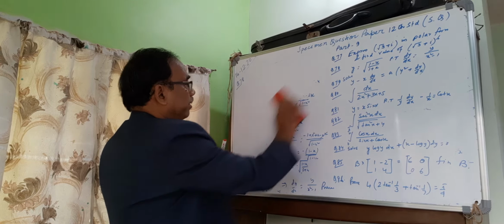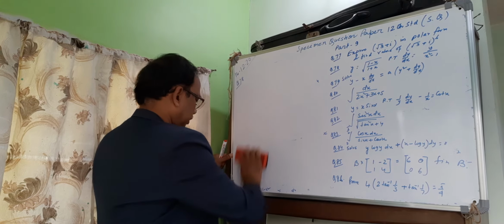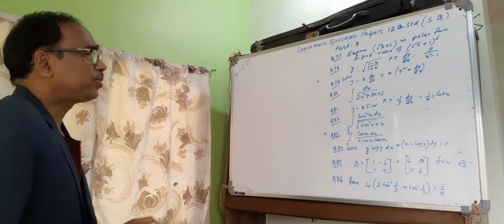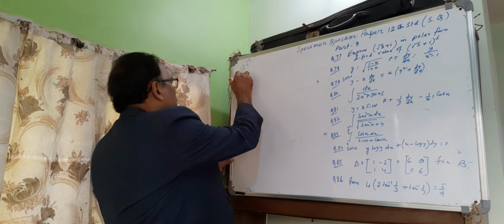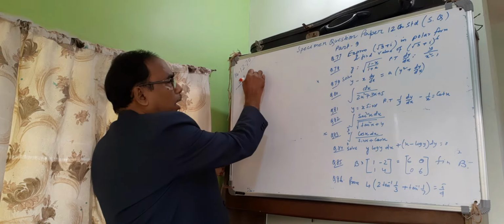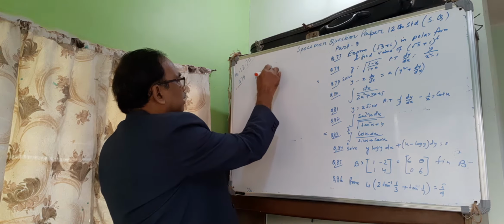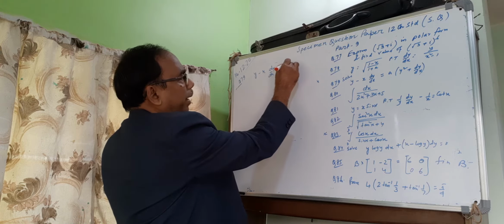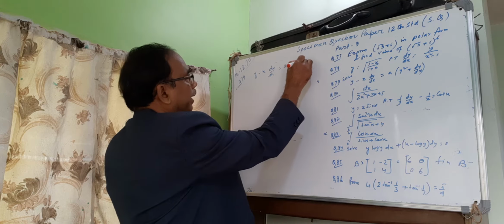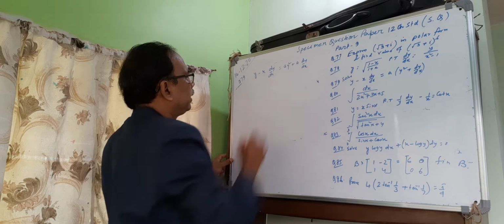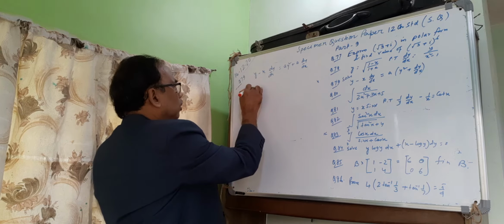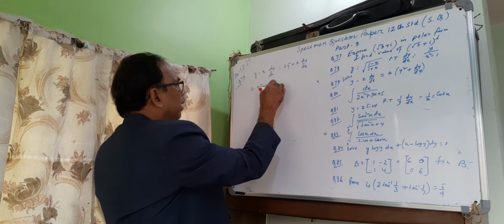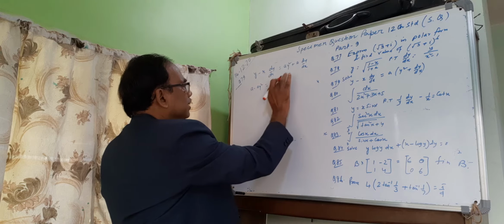In question number 79. Question number 79. It is a differential equation sum. y minus x dy by dx equals a (y square plus dy by dx). Coming to the left-hand side, y minus a y square equals dy by dx (a plus x).